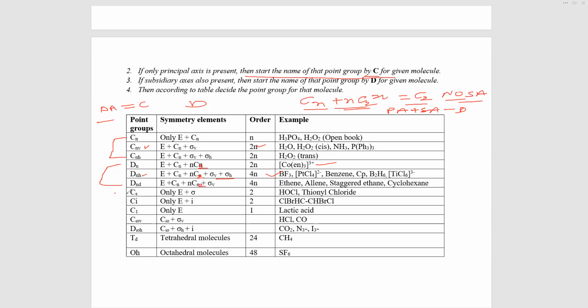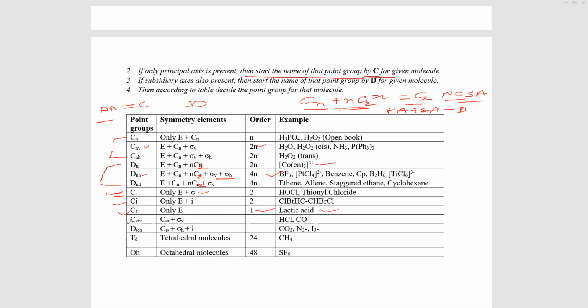Now Cs means only a plane of symmetry is present: no principal axis, no subsidiary axis, no center of symmetry, only E plus sigma, then that point group will be Cs. Ci means only a center of symmetry is present, with no subsidiary axis, principal axis, or plane of symmetry, then Ci. Both orders are 2. Now C1: if only E is present, there is no principal axis, no plane, and no center of symmetry, then the point group will be C1. Its order is 1. Lactic acid is an example.